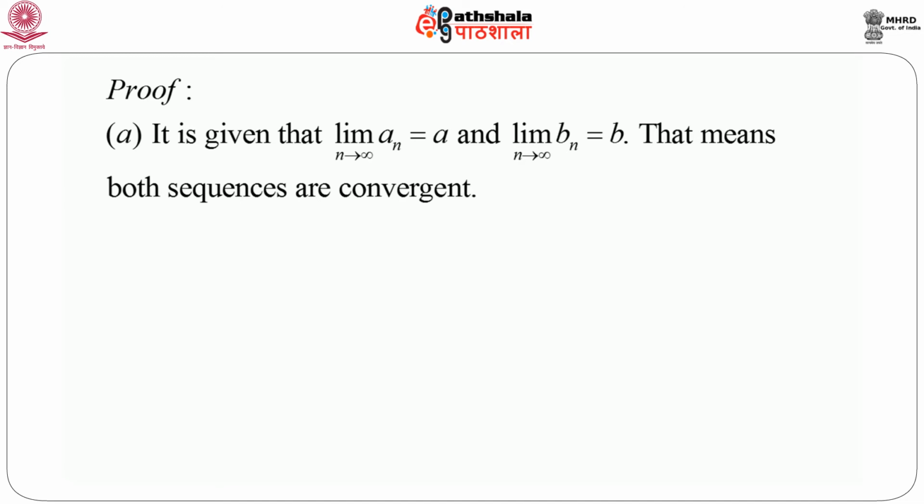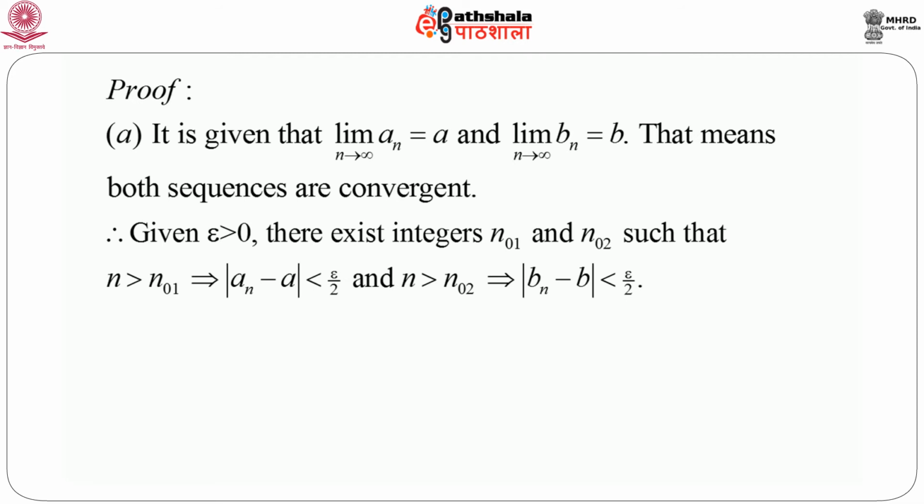Since an and bn are convergent sequences, we can immediately say from the definition of a convergent sequence that, given an epsilon greater than 0, and we fix this epsilon for the moment, there exist two integers, let's say n naught 1 and n naught 2, such that whenever n is greater than n naught 1, this implies modulus of an minus a, the absolute difference between an and a, is less than epsilon by 2, and whenever n is greater than n naught 2, this implies that the absolute difference between bn and b, that is modulus of bn minus b, is less than epsilon by 2.